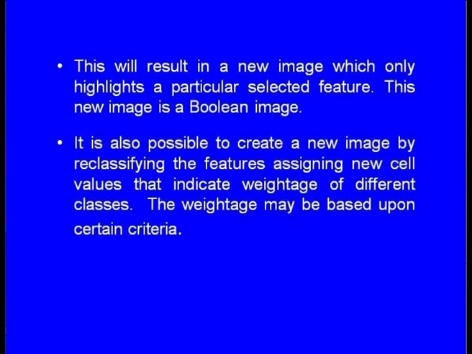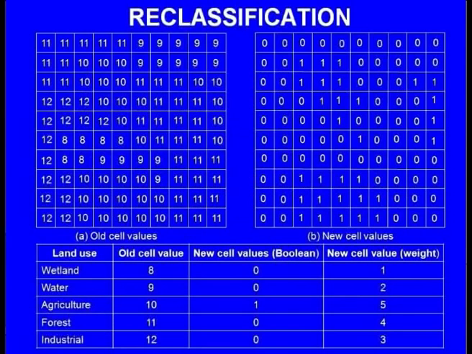It is also possible to create a new image by reclassifying the features, assigning new cell values that indicate weightage of different classes, and the weightages may be based upon certain criteria. This particular slide shows a raster map wherein 5 different categories of land use have been identified and have been given different codes.